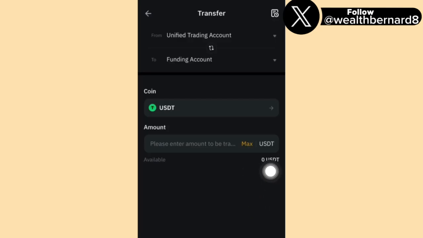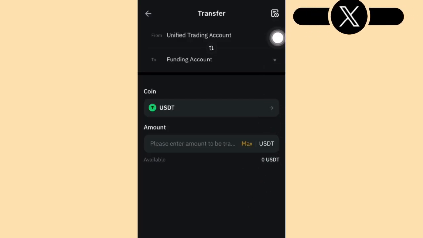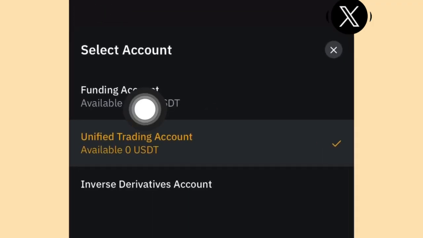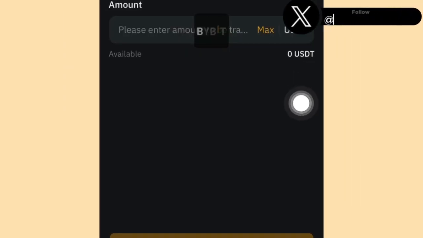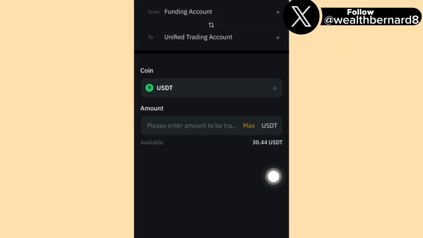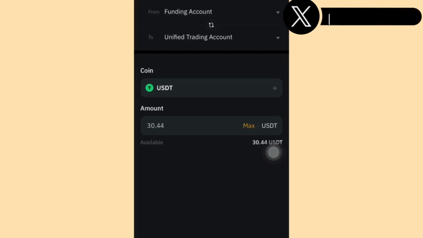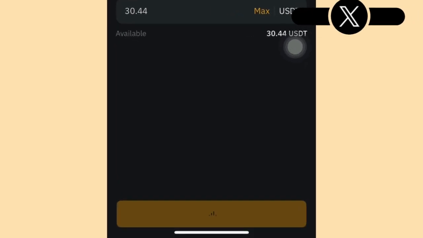So this is showing unified trading. I'm going to click on this drop down arrow, and change it to funding, and I'm going to leave this one as unified. I'm going to click on max because I want everything to go to unified trading, because I want to use it to make this trade, showing how we're going to be making $1,000 with $10. I'm going to click on confirm, and boom, it loads.